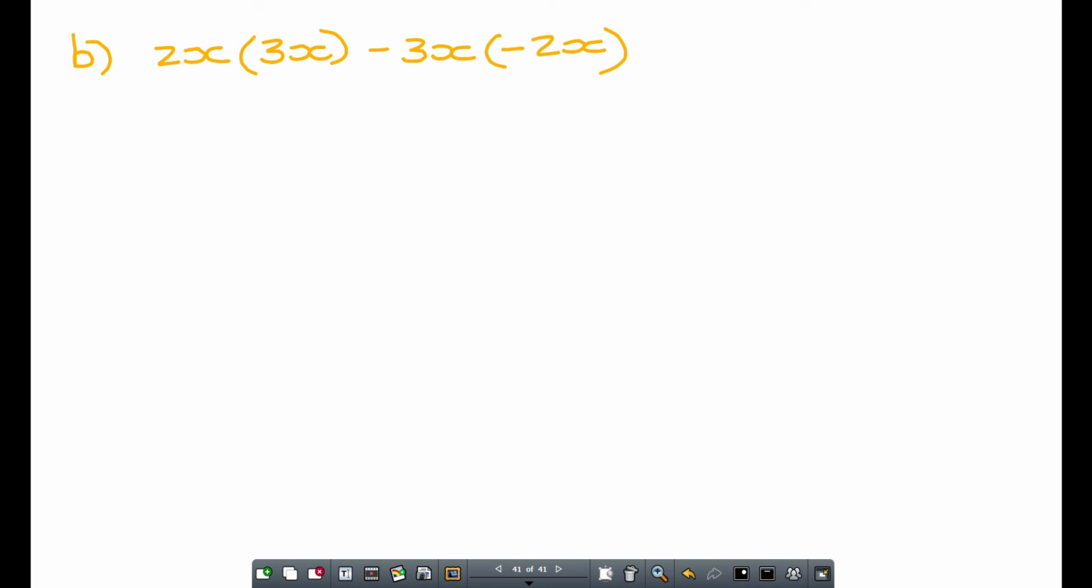Okay. Right, let's look at this one. So I had to multiply these two in. 2x times 3x gave me 6x squared. And then minus 3x times minus 2x will give me positive 6x squared. And now I want you to see that they are like terms. So I was allowed to go and add. So I'm going to have 12x squared. Any questions there?